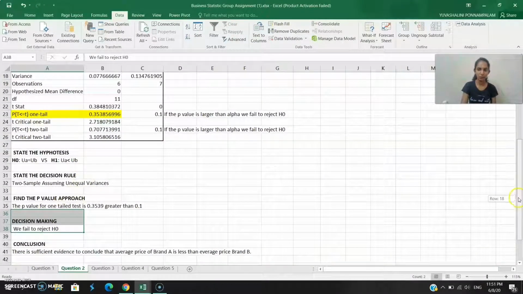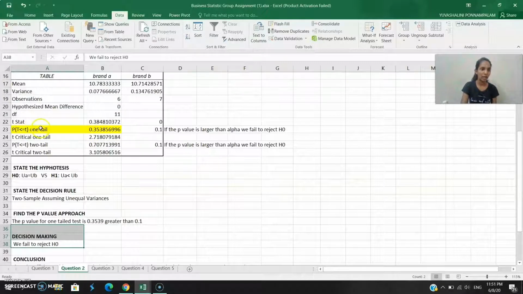So the p-value from this table, where I choose one tail, is 0.3538. When I round it off to 4 digits, it is 0.3539, and the level of significance, or alpha, is 0.1. So from here I can conclude that since the p-value is larger than the alpha, the level of significance 0.1, we fail to reject the H0, which means we will not reject the null hypothesis.